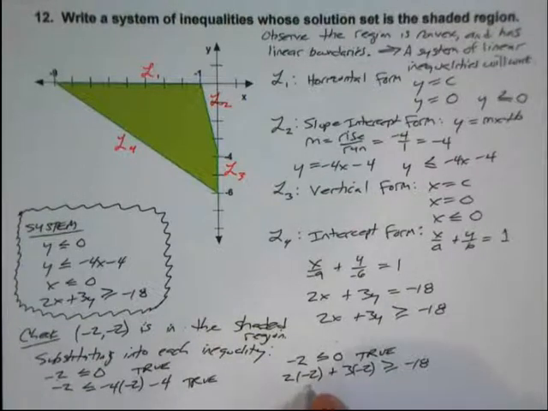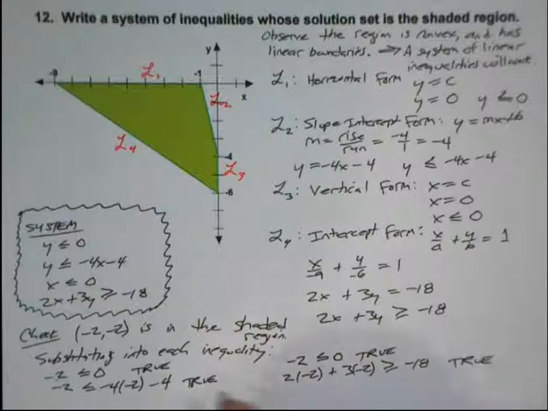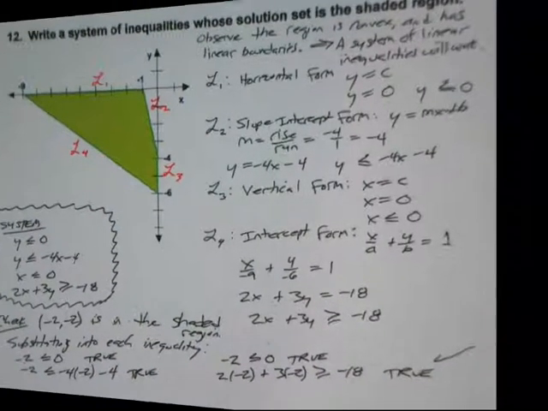This left-hand side is a negative 4 plus a negative 6. That's negative 10. Negative 10 greater than or equal to negative 18? Think of the number line. Negative 10 is indeed to the right of negative 18. This is true. So this does pass our check. Looks pretty good.